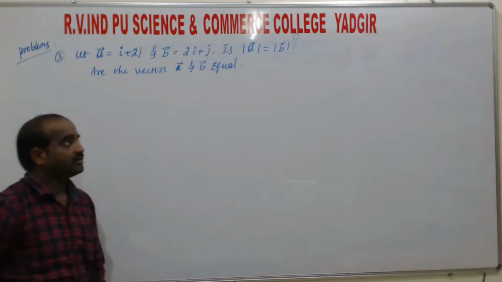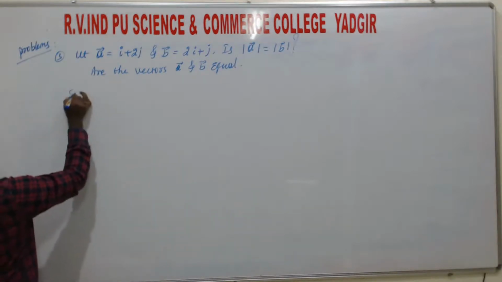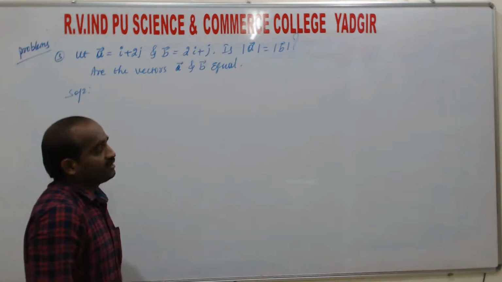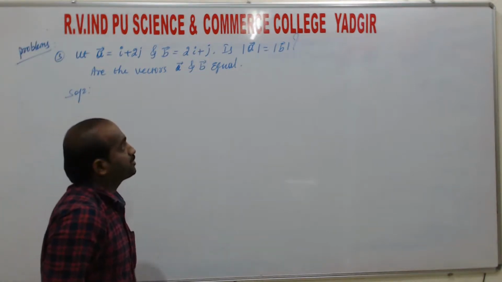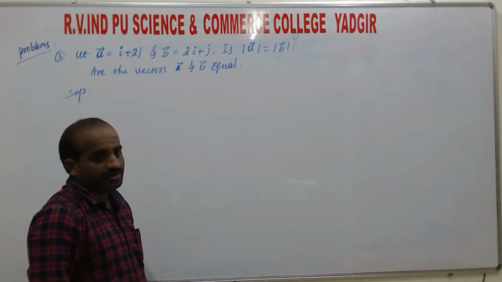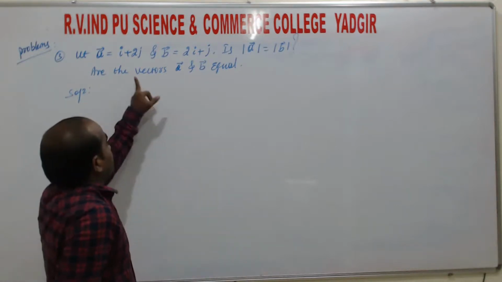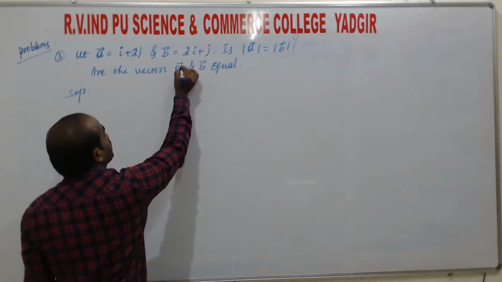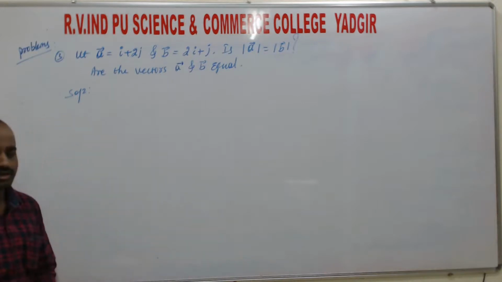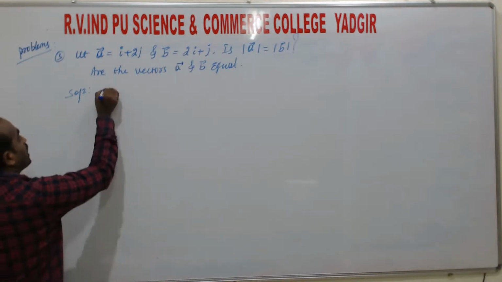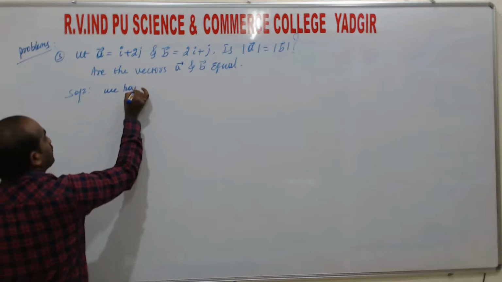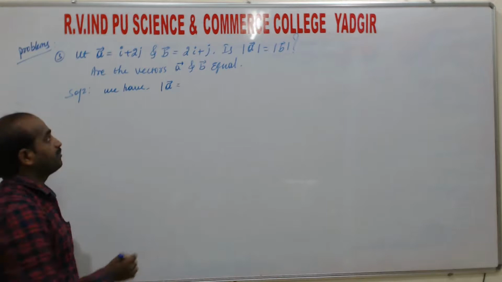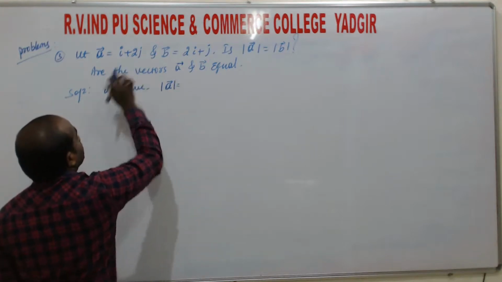Are the vectors a vector and b vector equal? A vector and b vector are given. You have to check if the magnitude of a vector is equal to the magnitude of b vector. We have to check the magnitude of a vector. A vector is what?